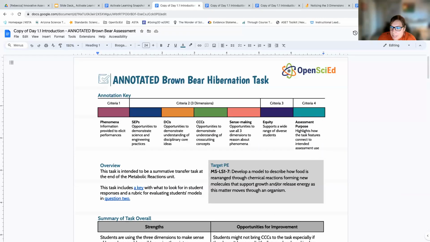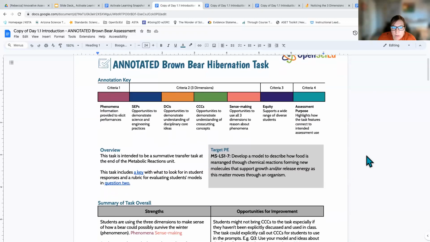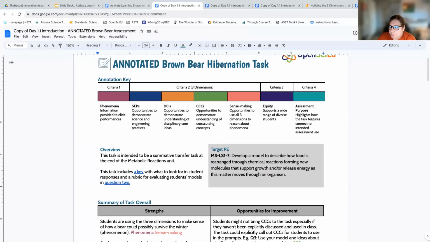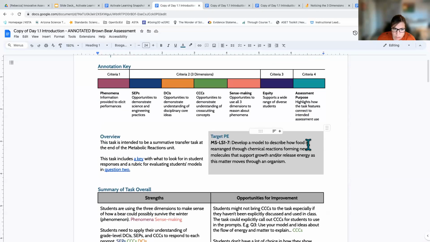So here's the annotated task. At the top, there's this annotation key, right? With the four criteria we just talked about, and then a little bit of a description, more of a truncated version up there. Then we've got phenomena, the 3 Ds, we've got equity, that fair and equitable, and then does it really serve the purpose that its learning intention was designed for?